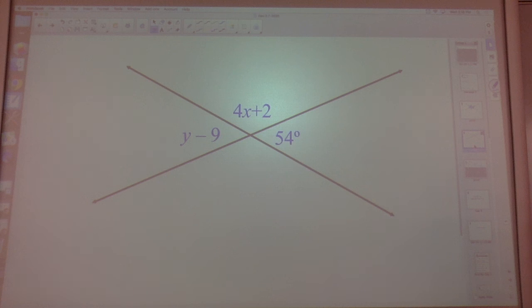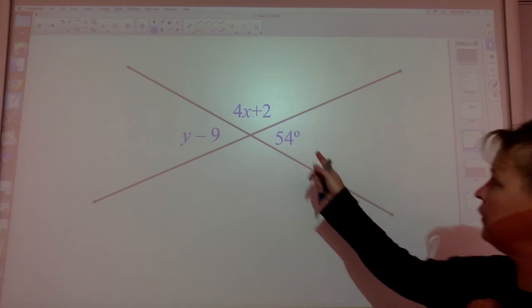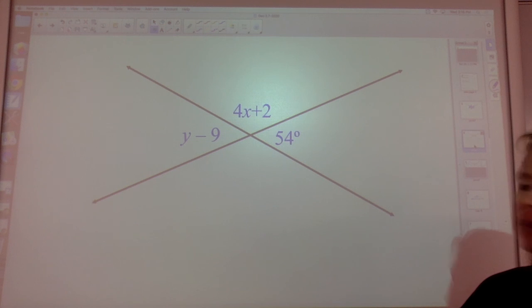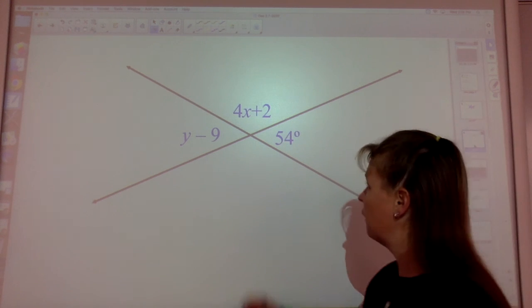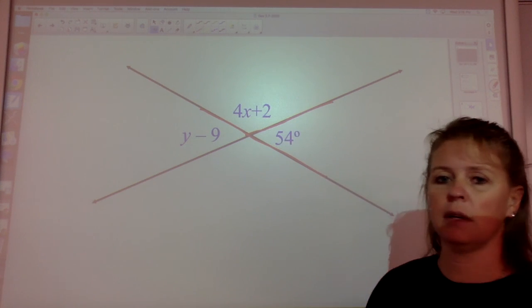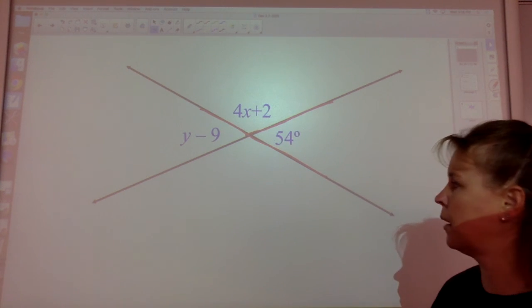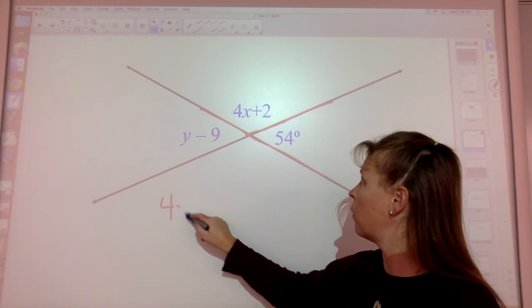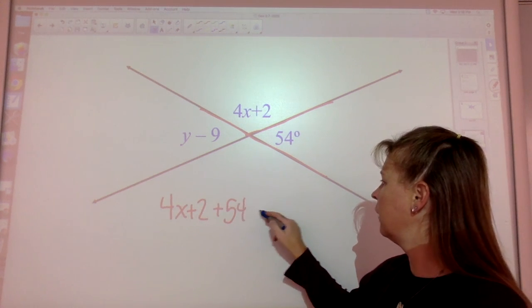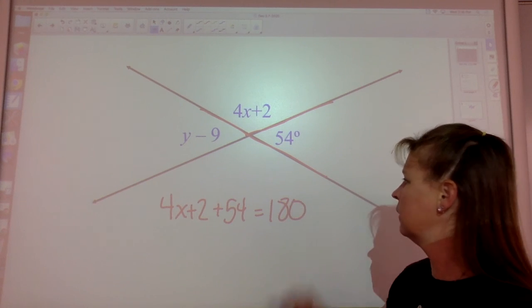Okay, we've got 4x plus 2 for the angle on the top, 54 degrees over here, y minus 9 over there. Let's find x first. And to find x, we have to know that this is a linear pair, and linear pair are supplementary because of the linear pair postulate. So we're going to go 4x plus 2 added to 54 equals 180.